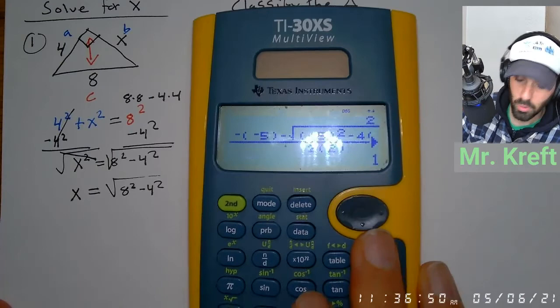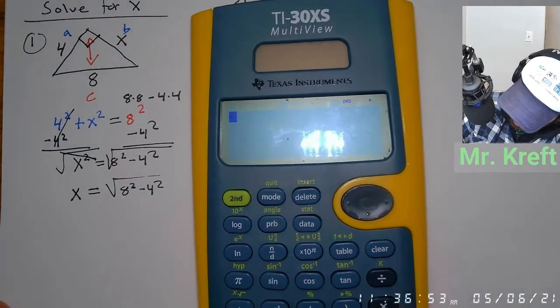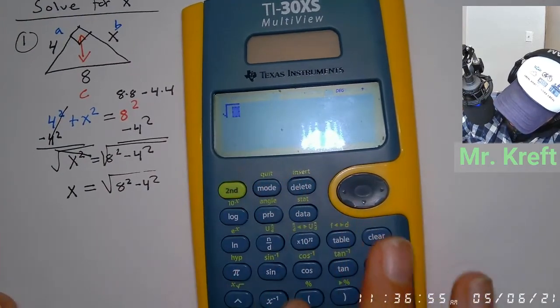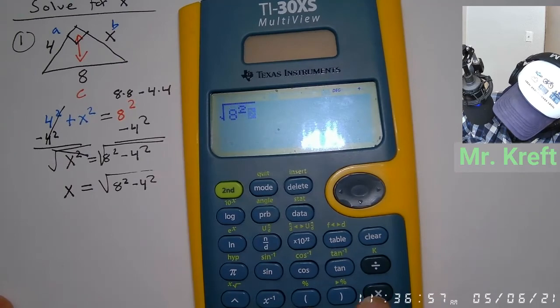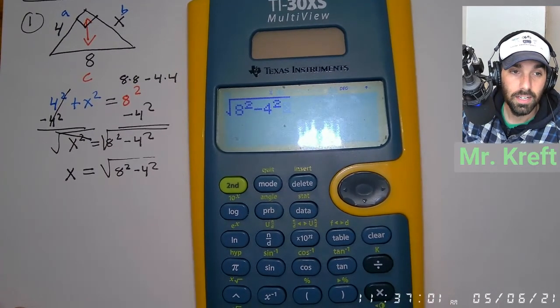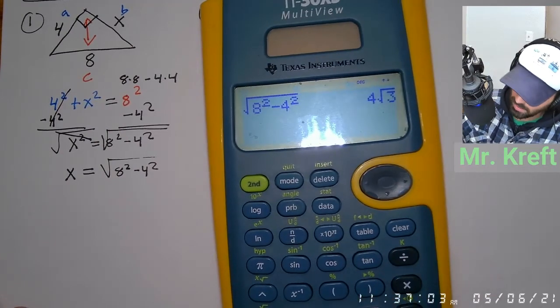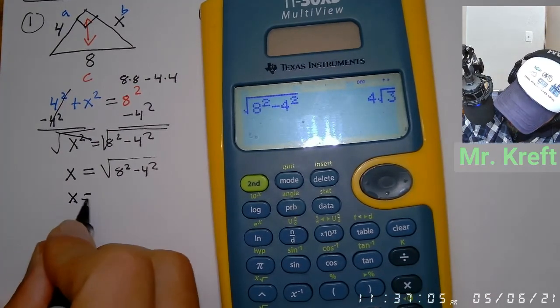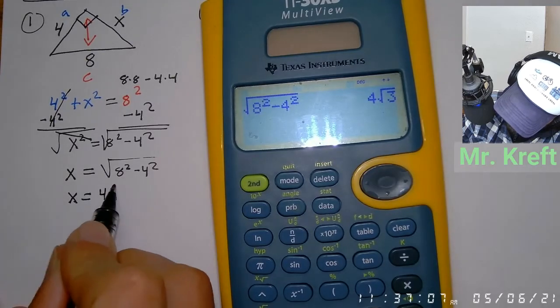So I'm going to turn this on. Let's do a little quadratic formula with my algebra kiddos. So I'm going to have the square root of 8 squared minus 4 squared. Okay, and boom. So my calculator, now my yellow calculator, tells me the exact answer.